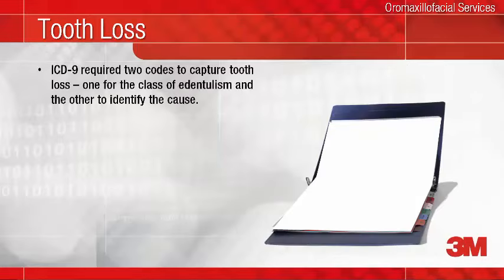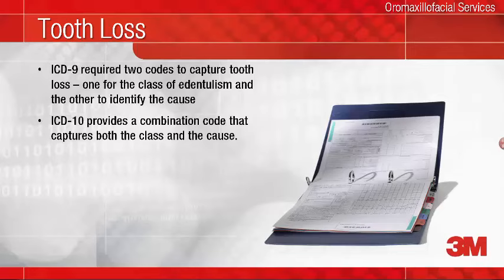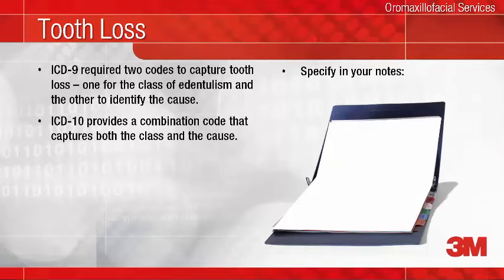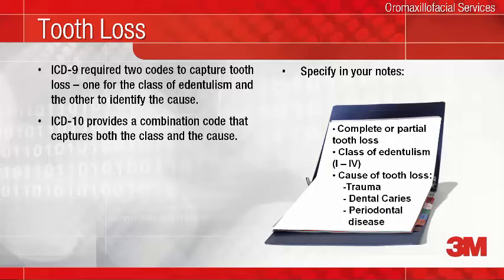ICD-9 required 2 codes to identify acquired tooth loss, one for the class of edentulation and the other for the cause. What's nice is that ICD-10 provides combination codes that capture both the class of edentulation as well as the cause. So make sure to document in your notes whether the loss of teeth is complete or partial, the class of edentulation, class 1 through 4, and the cause, such as trauma, dental caries, or periodontal disease. A code that captures all of these elements will be assigned.